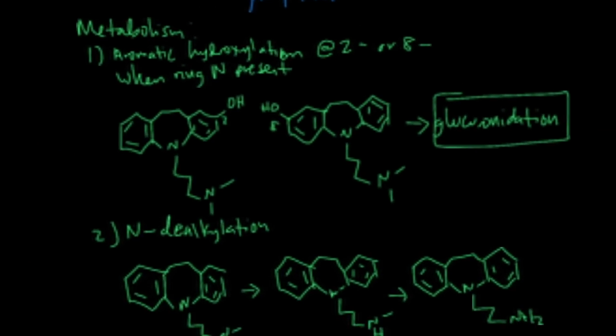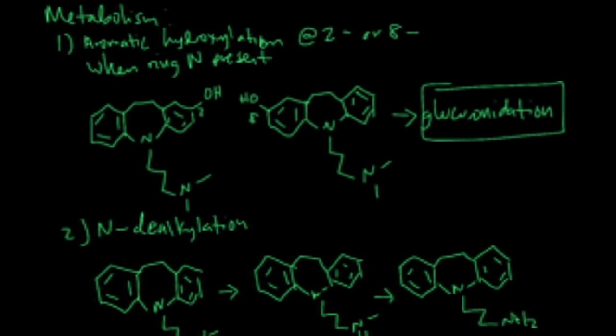Okay, so now let's talk about the metabolism of your 6-7-6 systems. First, the route of metabolism is aromatic hydroxylation at the 2 position or the 8 position, only when the ring nitrogen is present. Meaning you're going to add a hydroxyl group at the 2 position or the 8 position, but only at these positions when the ring nitrogen is present. You'll see later why I say that. So here's your ring nitrogen in both rings. You add a hydroxyl group at the 2 position or at the 8 position, and then you glucuronidate it.